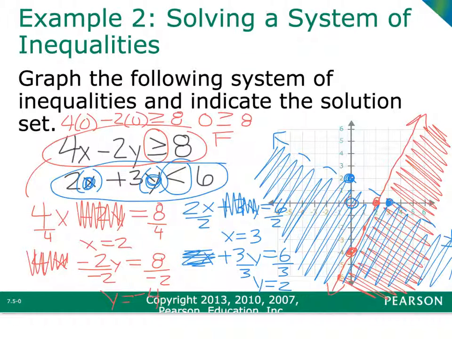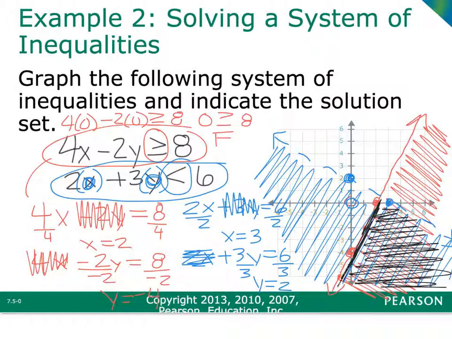Now notice where the blue and the red are overlapping. This little wedge would represent your solution right there. Also, the red line would be part of the solution because it's solid, but the blue line, the dashed line, would not.